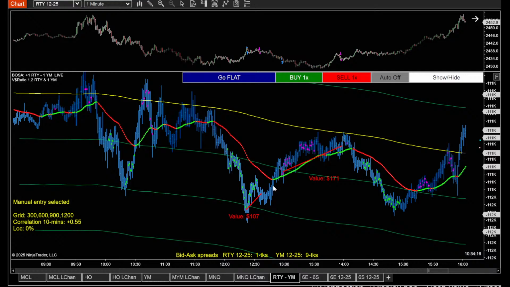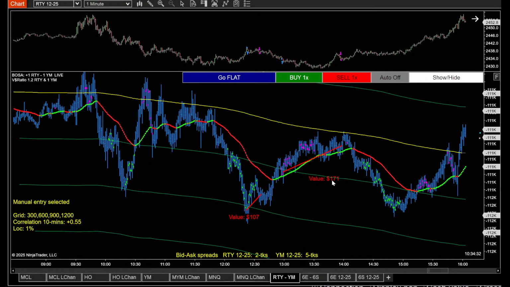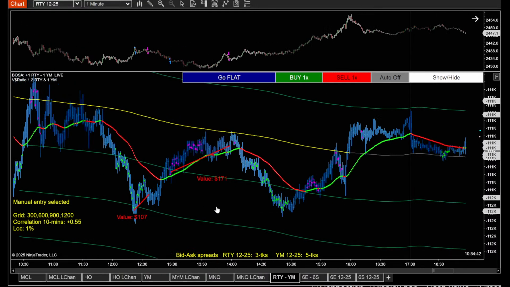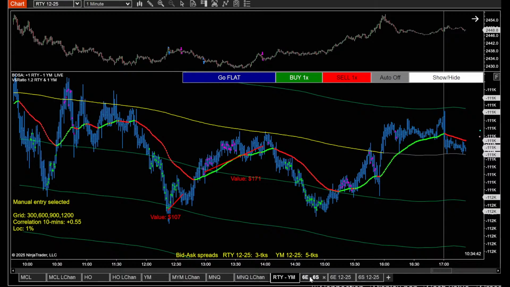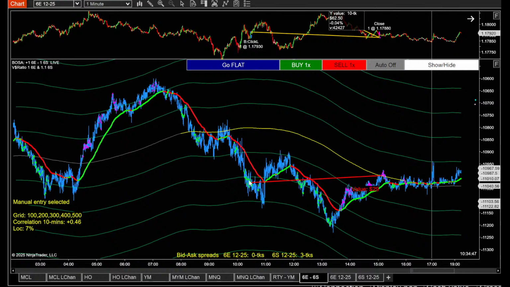Went long here on a break above the short-term moving average, which is a 30-period MA, and I got out right here. Prices were having trouble reaching the midline. I got out early, and you can see prices actually did hit the midline right there. So I pulled in 171 out of there, $100 out of here, and all in all, I was up about 300 and some dollars yesterday. So some really good simple trading. Very, very low drawdown. The biggest drawdown I had was in my 6E 6S long.